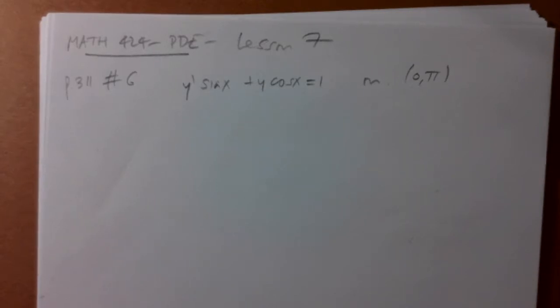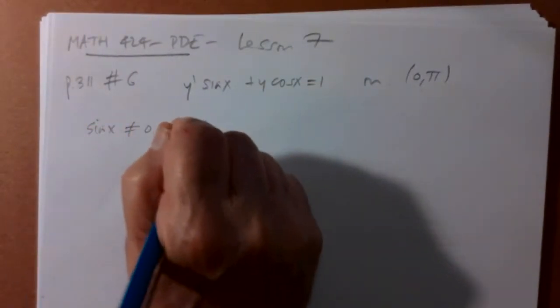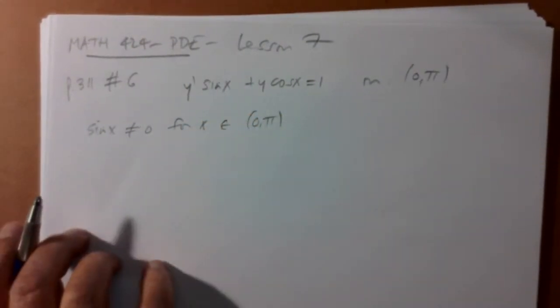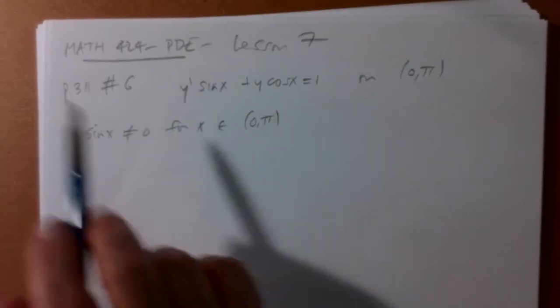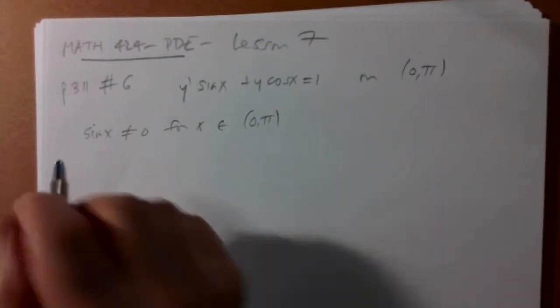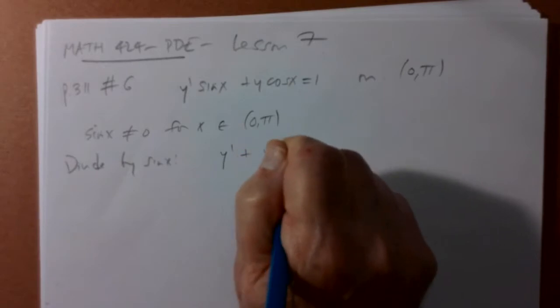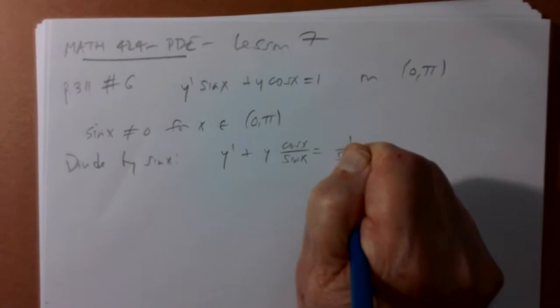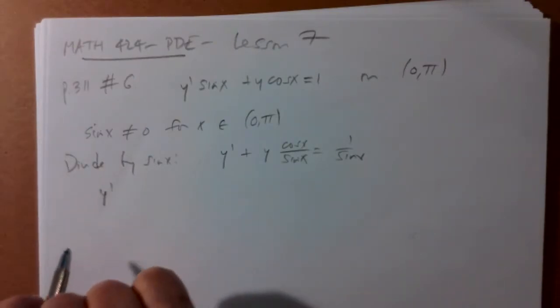And the first thing to notice, which is very important, is that sine of x is not 0 for x in the interval from 0 to pi. And it's important because we like our first order equations to be y prime with nothing multiplying it except 1. So we would like to divide by sine x. Divide by sine x, we get y prime plus y cosine x over sine x equals 1 over sine x.